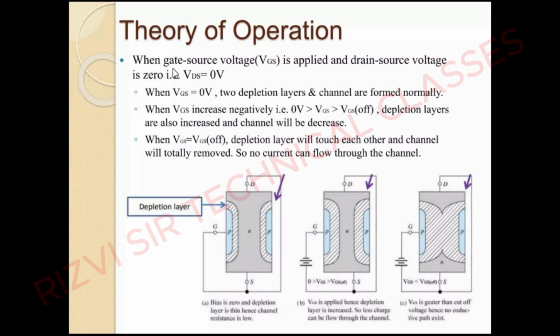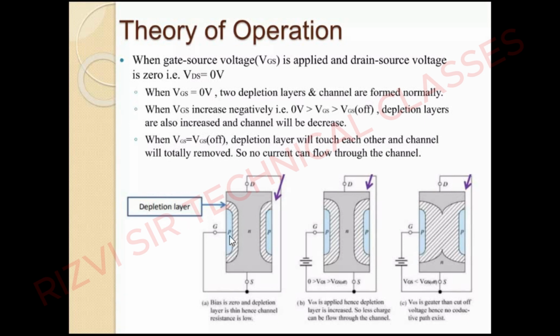Theory of operation. When gate source voltage is applied and drain source voltage is 0: when VGS is equal to 0 volt, two depletion layers and the channel are formed normally. When VGS increases negatively, the depletion layers also increase and the channel will decrease. When VGS is equal to VGS off, then the depletion layers will touch each other and the channel will be totally removed, so no current can flow through the channel.